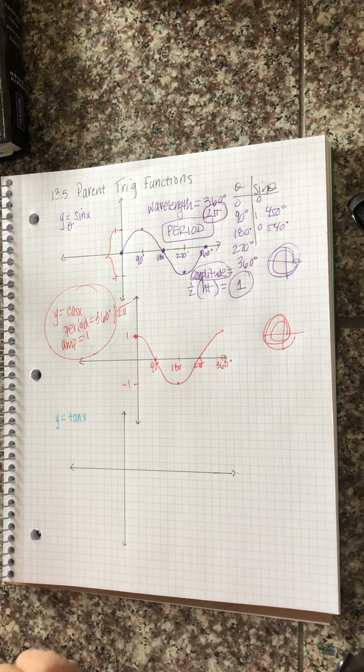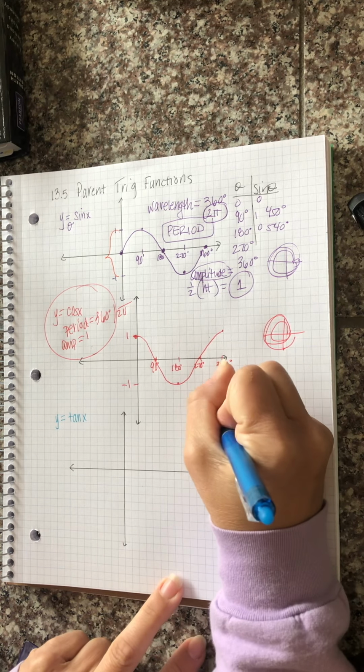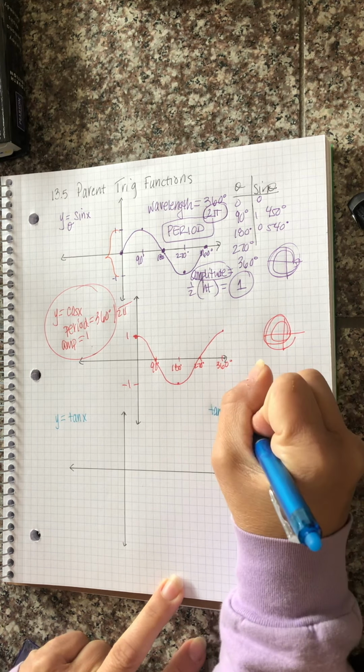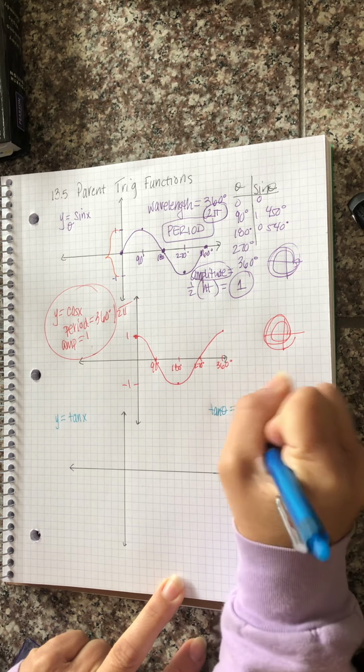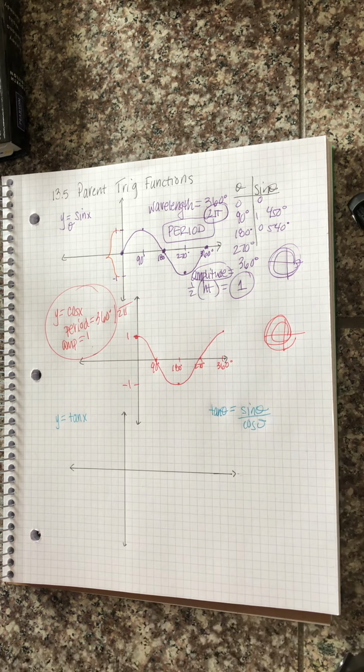Okay, tangent. Everybody loves a tangent. How do you construct a tangent curve? Go back to your unit circle. Tangent is sine over cosine. Denominators cause problems. They always do. You can't divide by 0 ever, ever, ever in your entire math life. No division by 0. Ever.